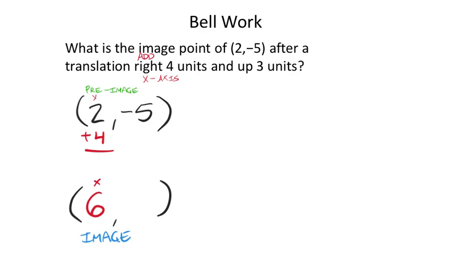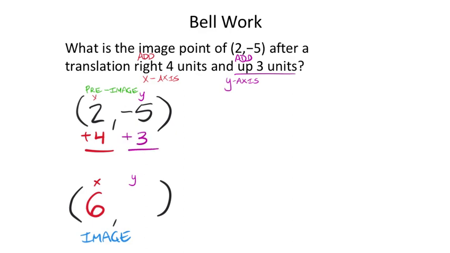Then we have a y value that's -5, and we're going to do what it tells us to do in order to get the new y value in the image. And here it says that you're going to go up 3 units. So up, of course, is the y-axis, which means this is going to affect the y value. So the -5 up would be adding 3. So I take that -5 from the preimage, and I add 3 to that.